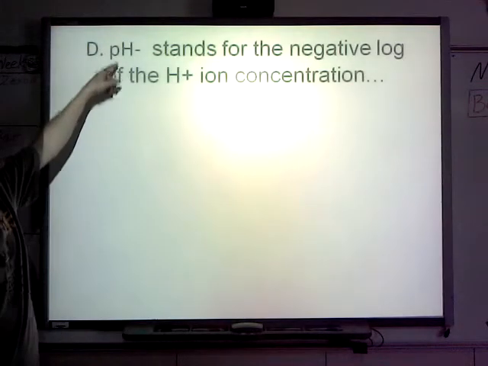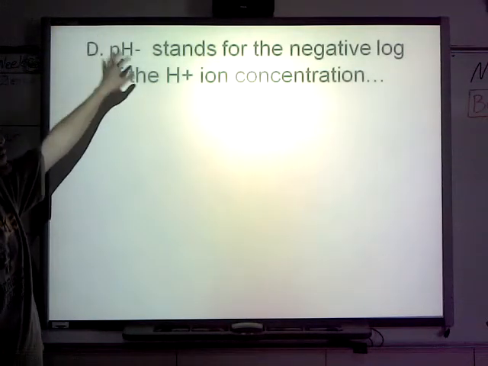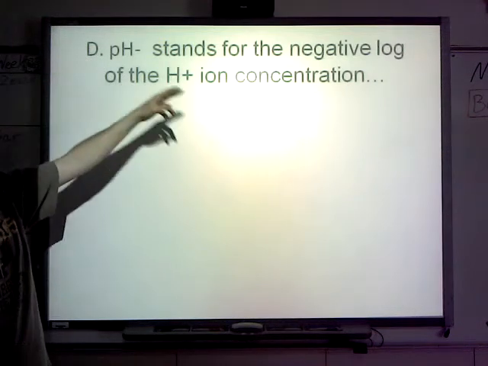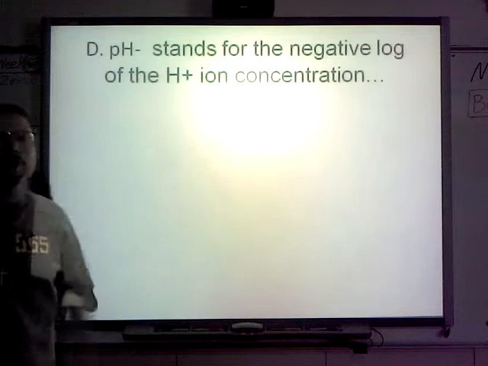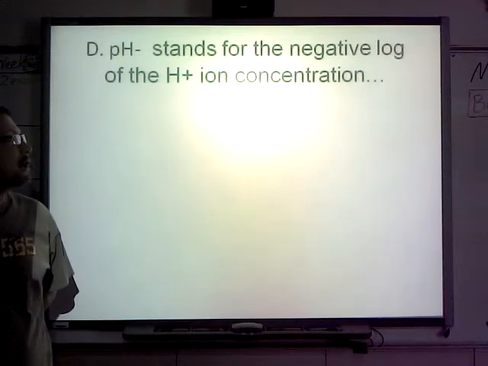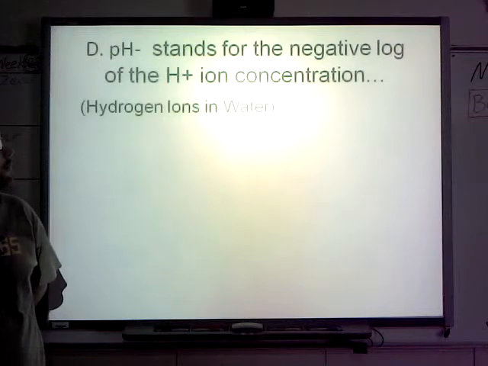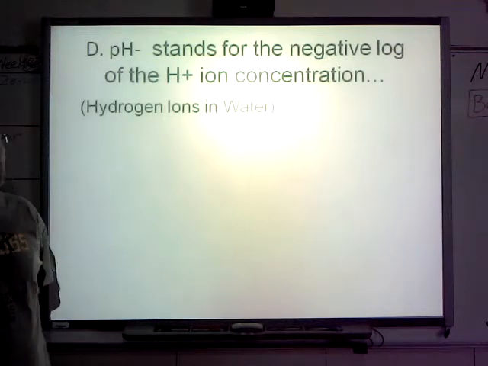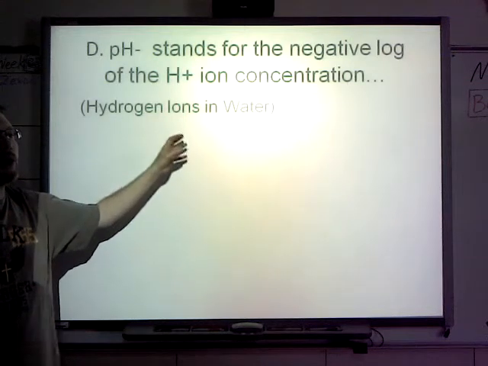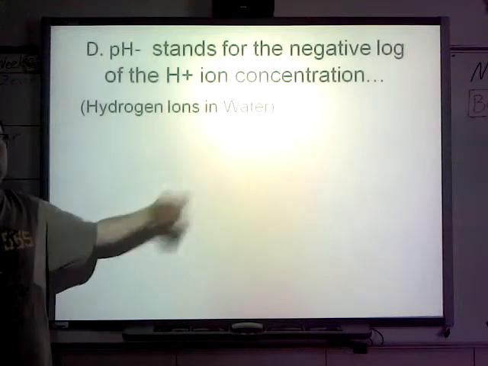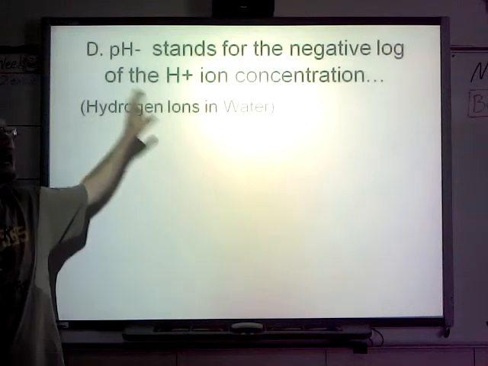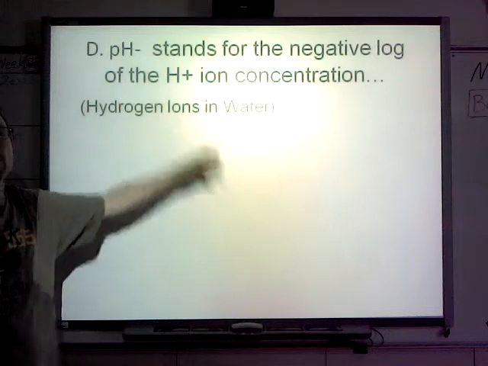pH. First of all, the H part comes from hydrogen ion. It stands for the negative logarithm of hydrogen ion concentration in a solution. Now, I did use a strange word there, logarithm. We'll come back to that here in just a little bit. Don't be scared. Hydrogen ions in water. If you remember, for acids, when a hydrogen ion gets put into water, it grabs onto those water molecules and turns them into hydronium ions. So again, you can use hydronium concentration and hydrogen ion concentration pretty much interchangeably here.